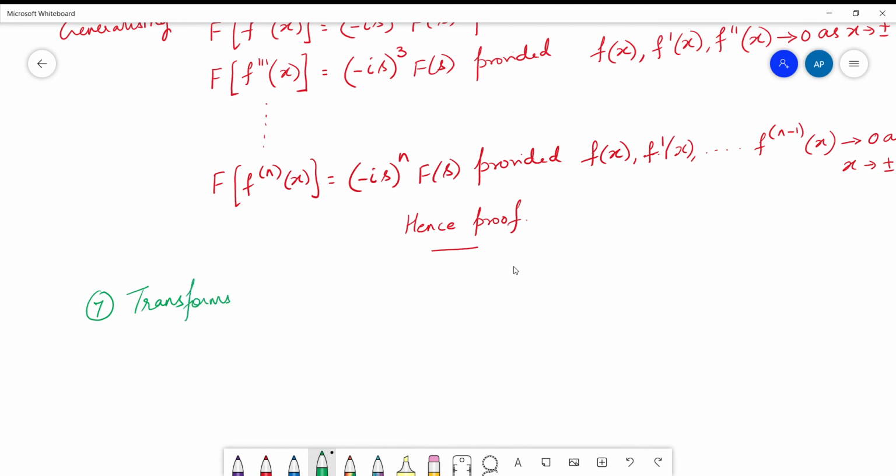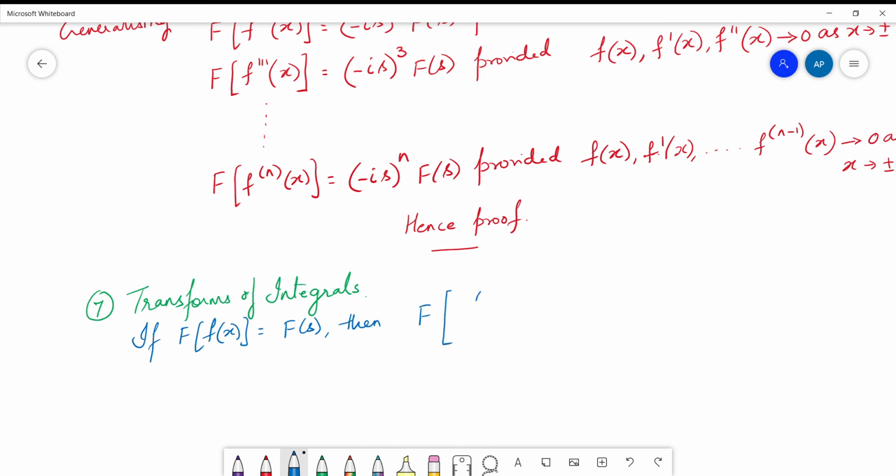So we have calculated transform of derivatives. Now we shall prove the property of Fourier transforms of integrals. Let's look at the statement. It reads that if the Fourier transform of f of x is equal to f of s, then the Fourier transform of the integral, now look at what form the integral is, integral a to x, the lower limit is a constant, upper limit is a variable x, f of x dx, is equal to f of s divided by minus is.